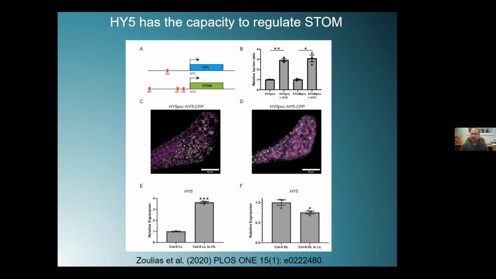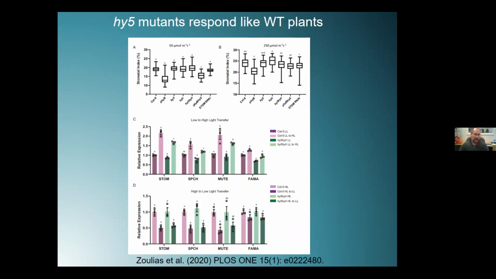And this is where the results from my lab and the results from the other lab start to diverge. Having got this data, we looked at genetics. We looked at the mutants in this pathway. We had the hy5 mutant. We also had mutations in a close homologue of HY5 called HYH, and we had the double mutant.